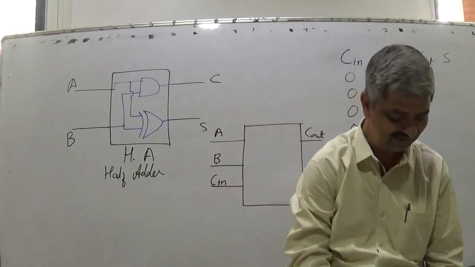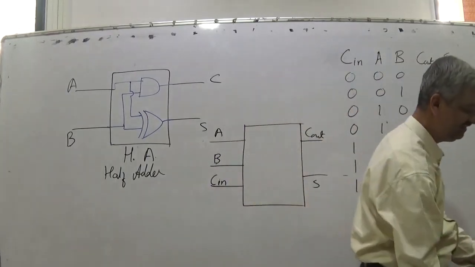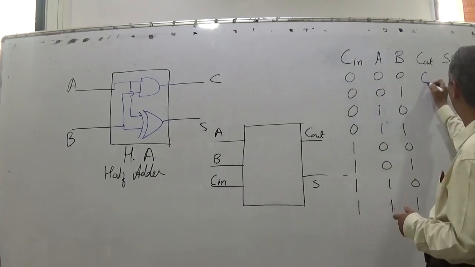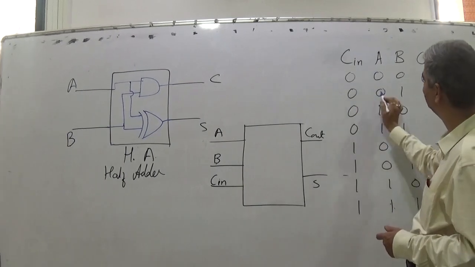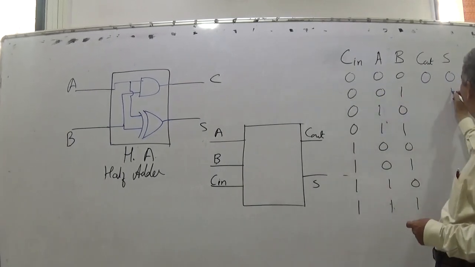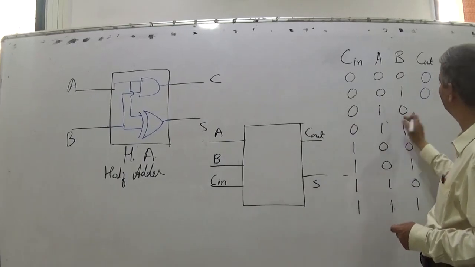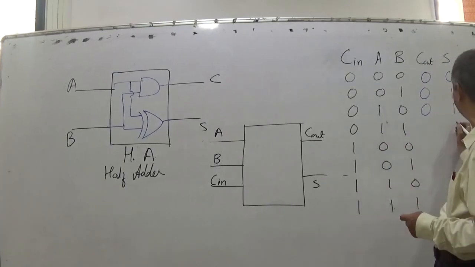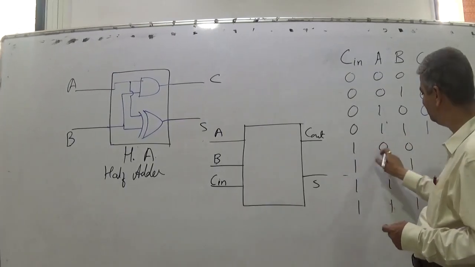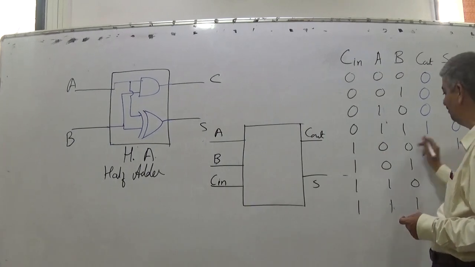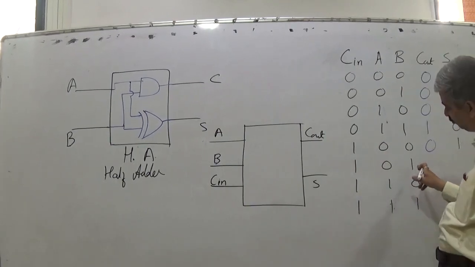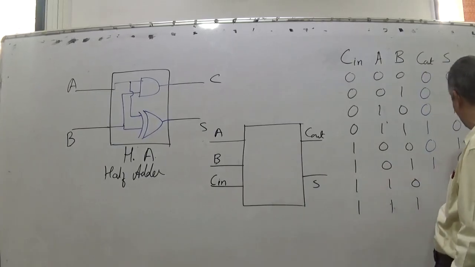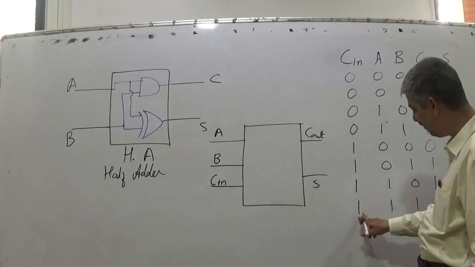So it is very simple. You have to simply add and tell what it should be. When 0, 0, 0, C out is 0, sum is 0. When 0, 0, 1 you add, the answer is 1 and carry is 0. 0, 1, 0, you add, 1 and carry is 0. 0, 1, 1, so 1 plus 1, sum gets 0 and carry is there. 1, 0, 0, again this is 1 and this is 0. 1, 0, 1, so when 2 bits are 1, they add to 0 and we get a carry. 1, 1, 0, they add to 0 and we get a carry. And 1, 1 and 1.